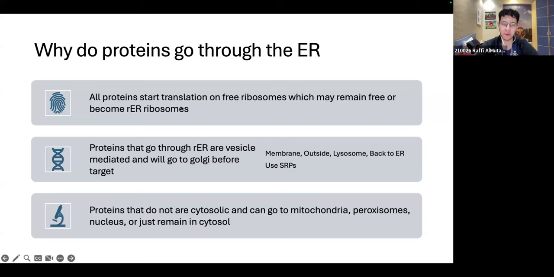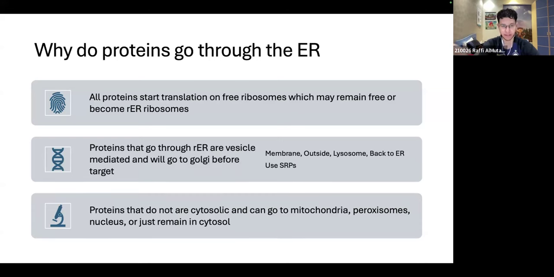So essentially, all proteins start translation on free ribosomes. So every ribosome initially is free. When we say free, it means it's in the cytoplasm. So we have all of these ribosomes in the cytoplasm, and when an mRNA sequence leaves the nucleus to go to the ribosome, it starts getting translated there. Now, the ribosomes themselves may remain free in the cytoplasm, or they can go to the rough endoplasmic reticulum.